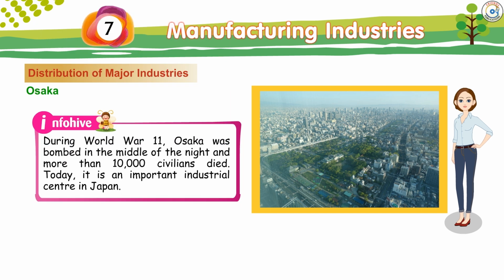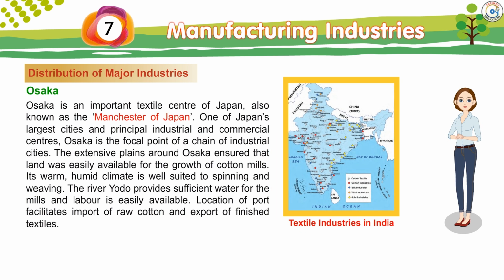During World War II, Osaka was bombed in the middle of the night and more than 10,000 civilians died. Today it is an important industrial center in Japan. Osaka is an important textile center of Japan, also known as the Manchester of Japan. One of Japan's largest cities and principal industrial and commercial centers, Osaka is the focal point of a chain of industrial cities.